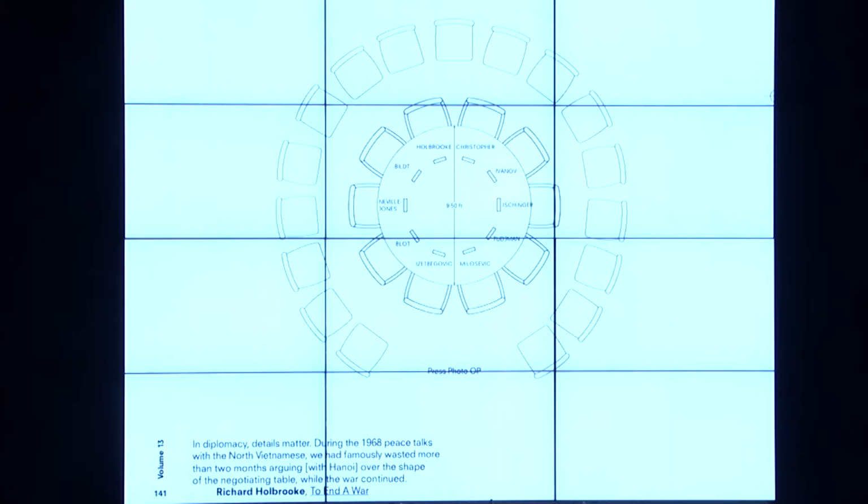Next image, please. I won't go into a great deal of the various scales at which Holbrooke designed, but he didn't just work on the national scale, he also worked on the architectural scale, the building scale, as well as the scale of tables. He talks about the negotiations during the Vietnam War, where 2 months had gone by negotiating on the geometry and the dimensions of the table.